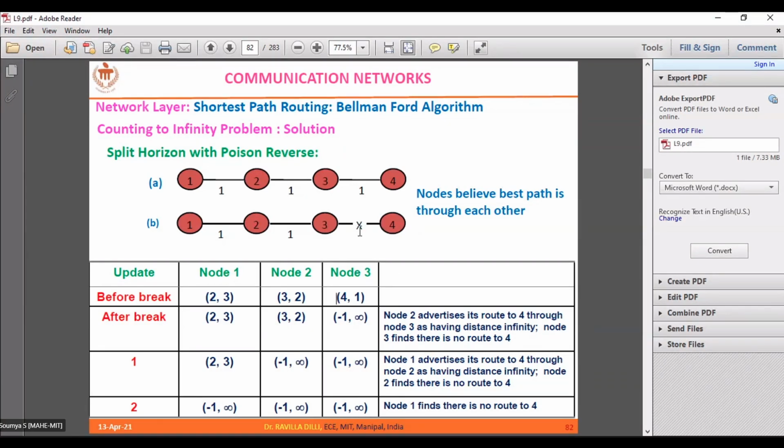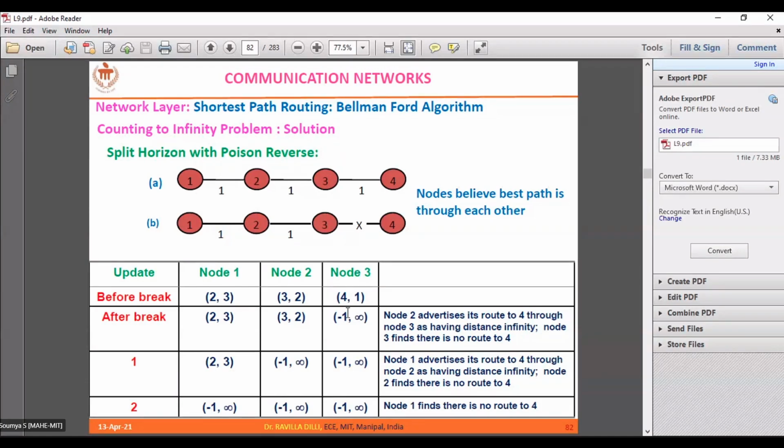So which node has to update immediately? It is node 3. Now what would node 3 update as? Since it does not find node 4, we'll just observe what is given here. Just read it. Node 2 advertises its route to 4 through node 3, isn't it? We know that node 2 reaches node 4 through node 3.